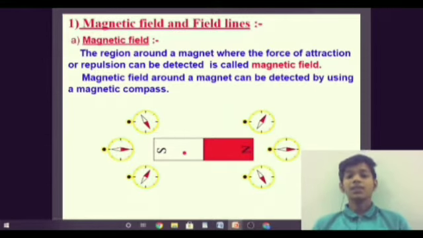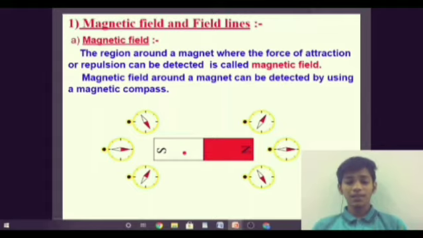Magnetic field: the region around a magnet where the force of attraction or repulsion can be detected is called a magnetic field. Means if we place a magnet at a place, around the area till which distance we get the force of attraction of a metal, we can judge that it is a magnetic field of that conductor. So the magnetic field around a magnet can be detected by using a magnetic compass.